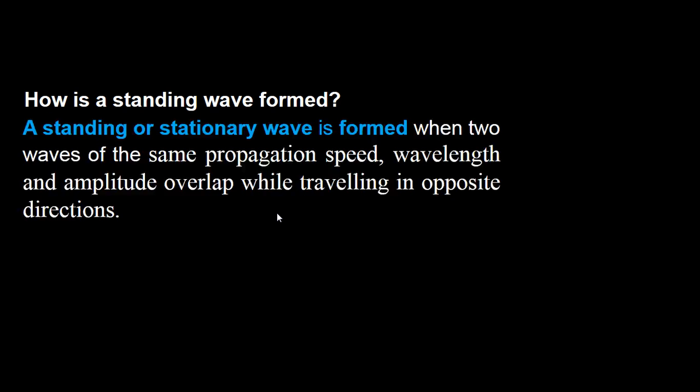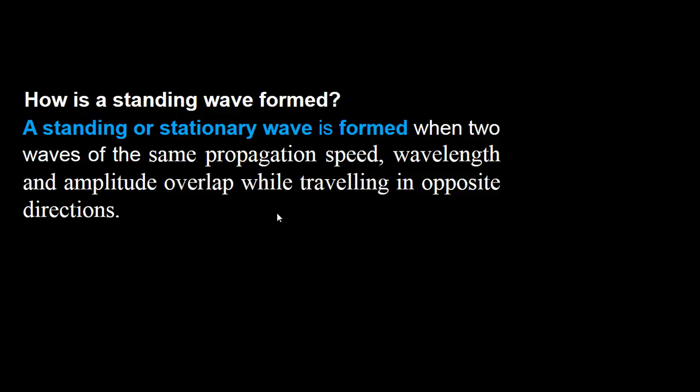Well, as seen in the applet just now, a standing wave is formed only when you have two waves. If you only have one wave, there's no standing wave. You need two waves of the same speed, same wavelength, same amplitude, and of course same type. They must overlap and they must be traveling in opposite directions. So all these conditions must be met, then you get a standing wave. One of the past A-level exam questions: how is a standing wave formed? So this is the answer.